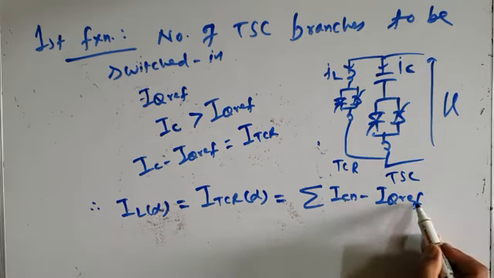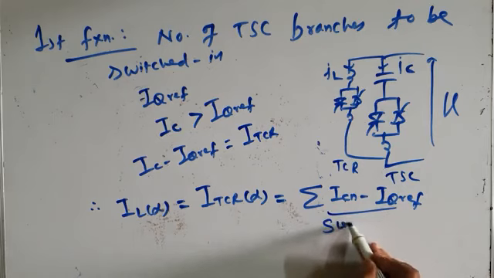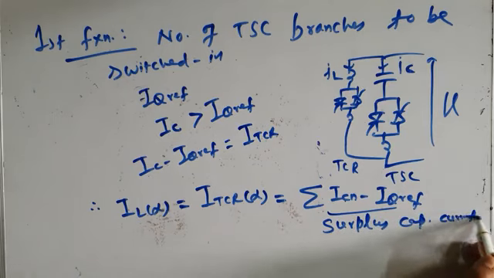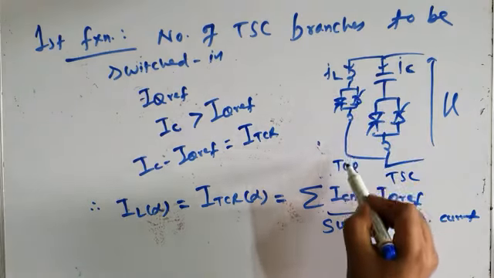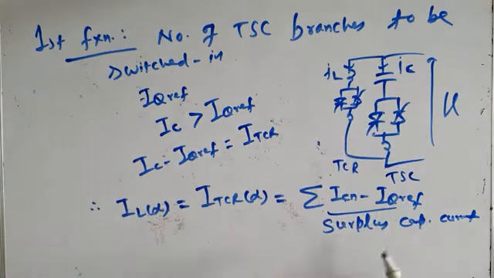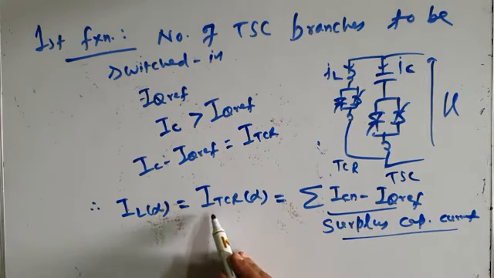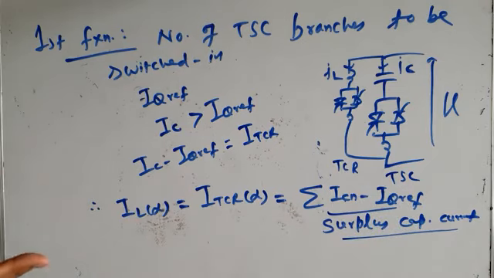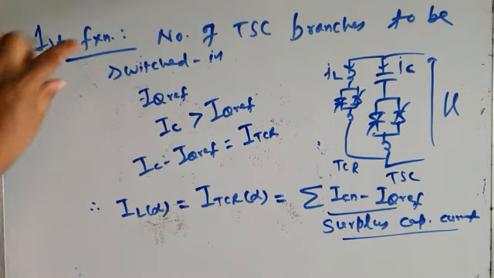If this is greater than this, it will find the difference between the two, and that difference will be nothing but surplus capacitive current. That surplus capacitive current has to be absorbed, that is, cancelled, and that will be cancelled by firing of the TCR. And how much current should the TCR draw? That is equal to this surplus capacitive current, which is summation of ICN minus IQ ref. So this is how your controller performs these mathematical computations to perform the first function.